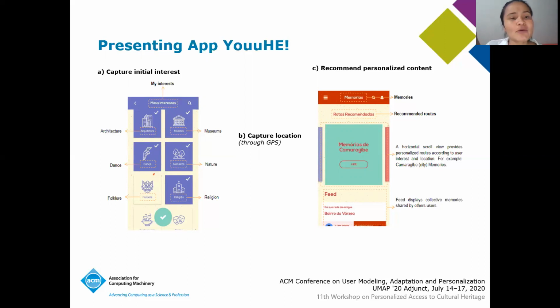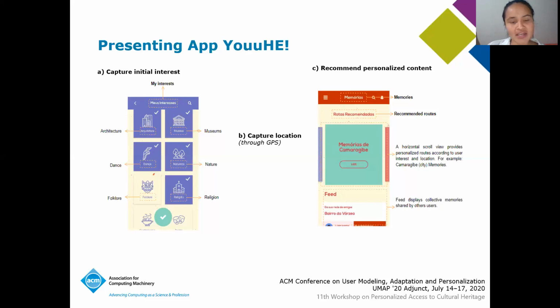So the second screen, we have our home screen, where we have the recommended routes. We have a horizontal scroll view, where the user can select routes according to their interest. And we have this dynamic feed. The feed displays collective memories shared by other users, and this visualization is updated according to the location.